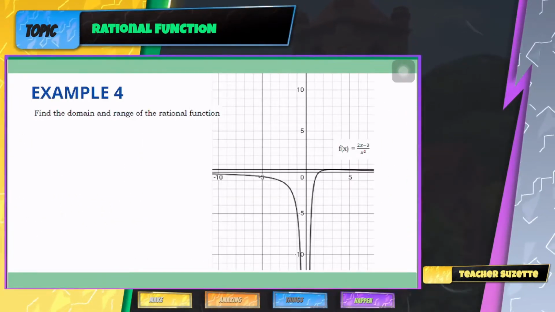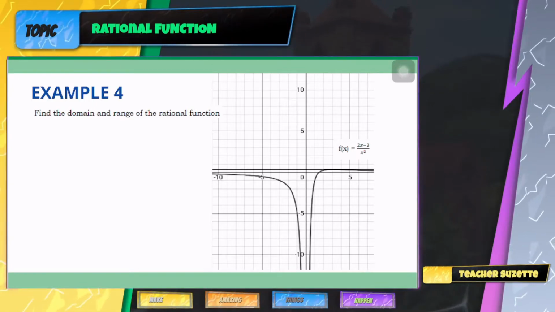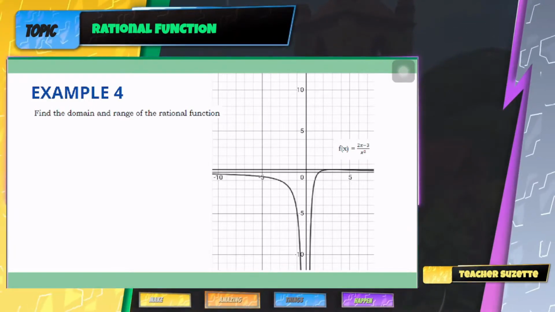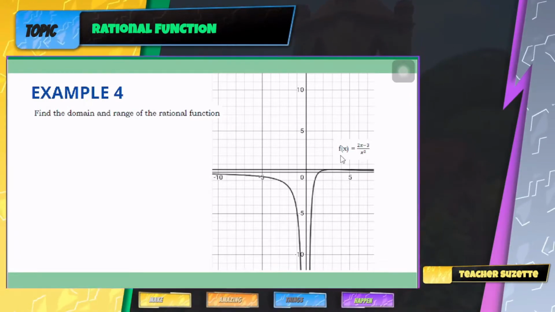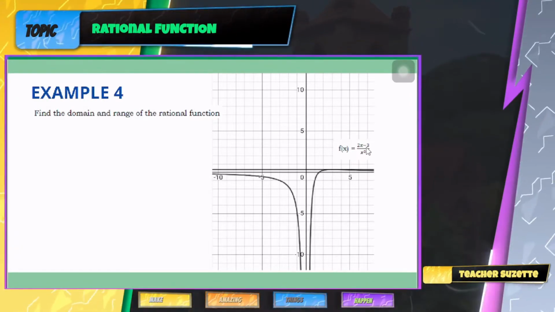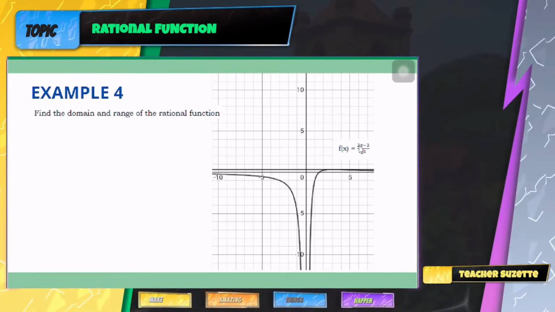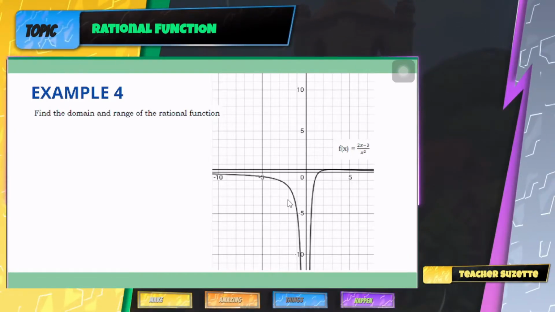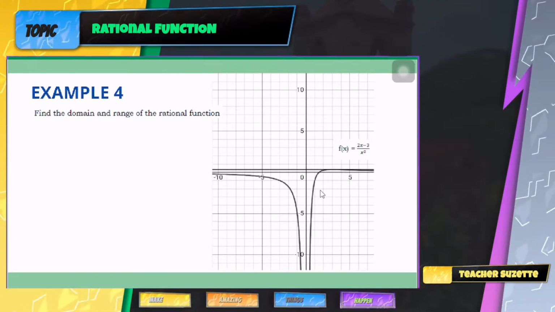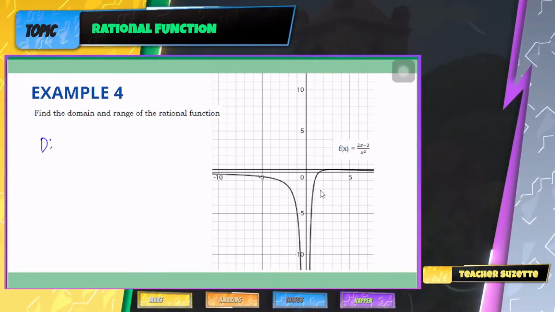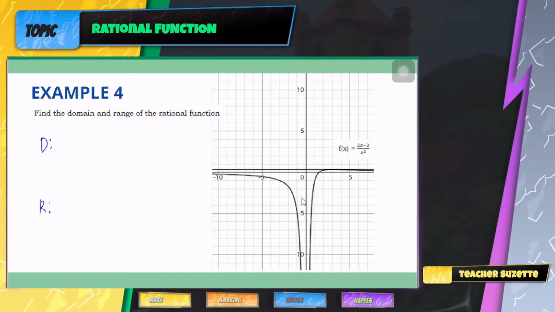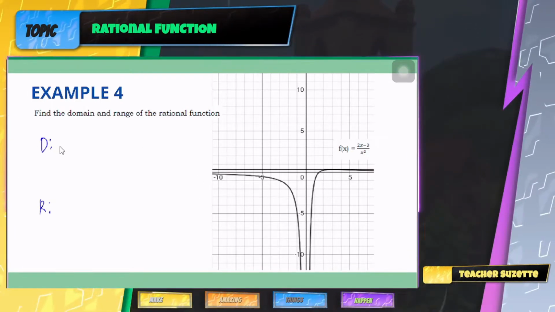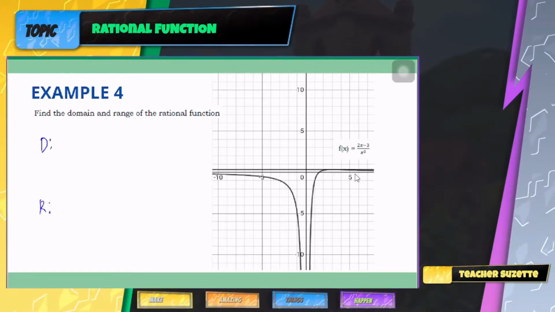Let's have another example. Let's find the domain and range of the given graph. So if we have our graph, which is f of x is equal to 2x minus 3 all over x squared. So, ito yung kanina example natin from our previous video. Titingnan lang natin kung nagtutugma po ba yung ating mga binigay na domain and range dun sa makikita sa graph. So, for the domain, again, you're going to look at the x-axis.